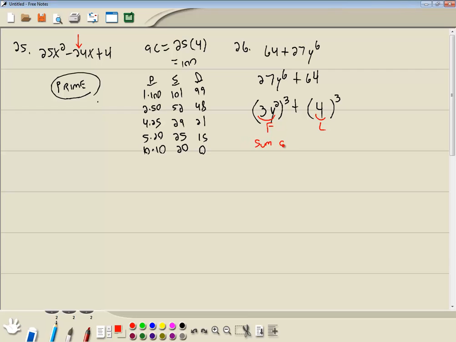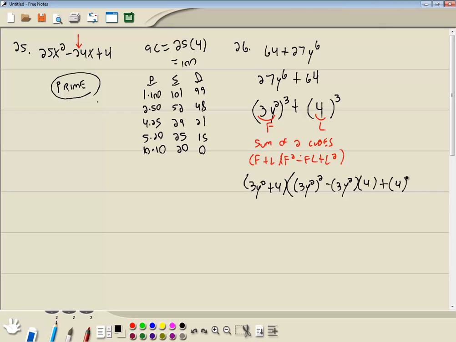This is the formula for the sum of 2 cubes. So we're going to have F plus L, F squared minus FL plus L squared. Now everywhere we have an F in our formula, we'll plug in 3y squared. Everywhere we have an L, we'll plug in 4. So we got 3y squared plus 4 times 3y squared to the second power minus 3y squared times 4 plus 4 to the second power.